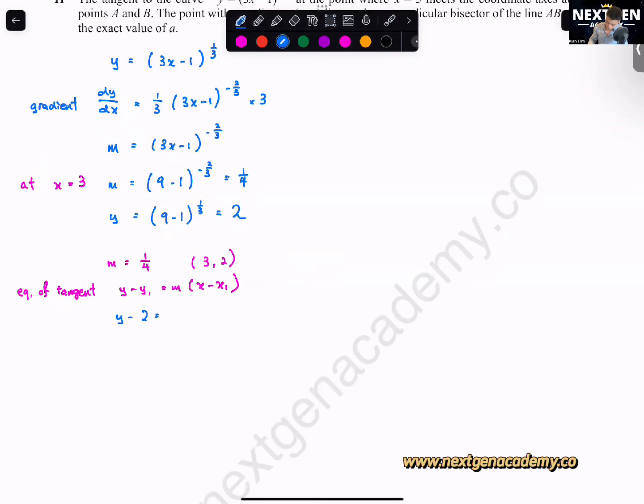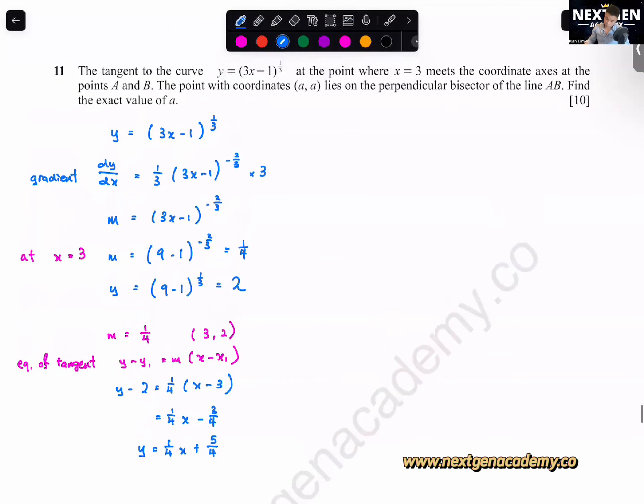y minus 2 equals 1 over 4 times x minus 3, which is 1 over 4x minus 3 over 4. So y equals 1 over 4x plus 5 over 4. So this is the equation of the tangent. Okay, now what do we want to do here?